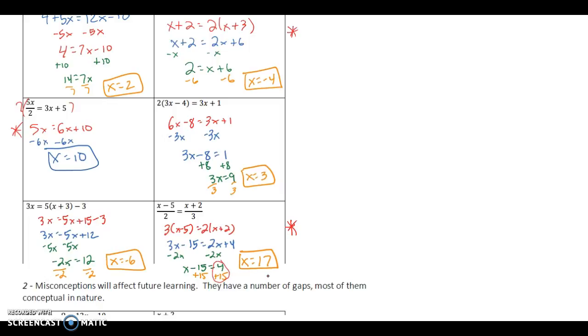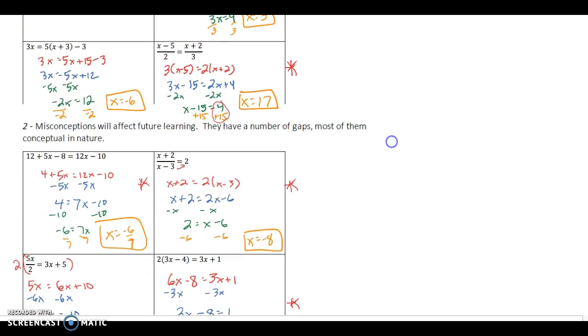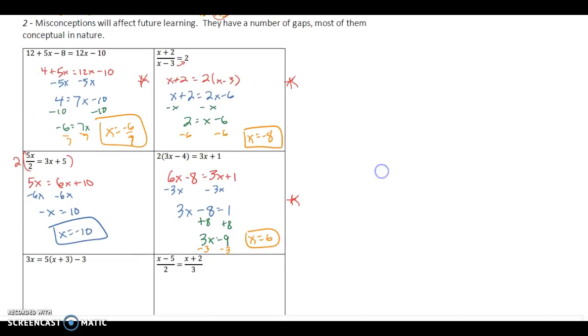They've got the concept of how to solve a linear equation. Maybe they're rushing through it, or maybe they're just not really double checking their work. So that's a 3 level in our 4-point scale. A 2 is misconceptions will affect future learning.